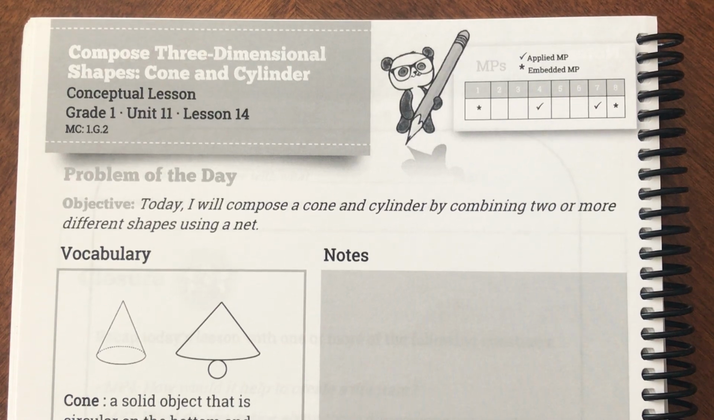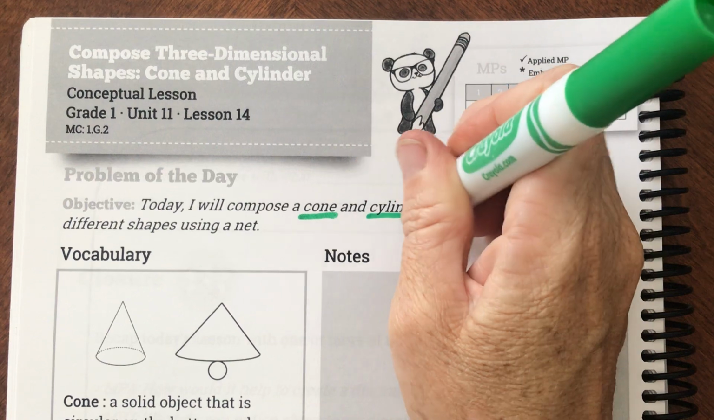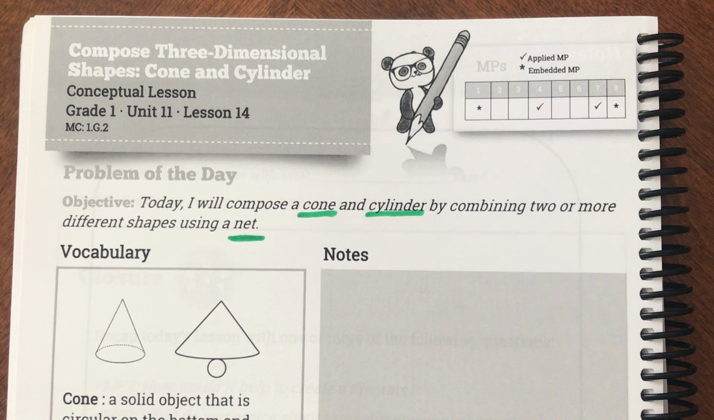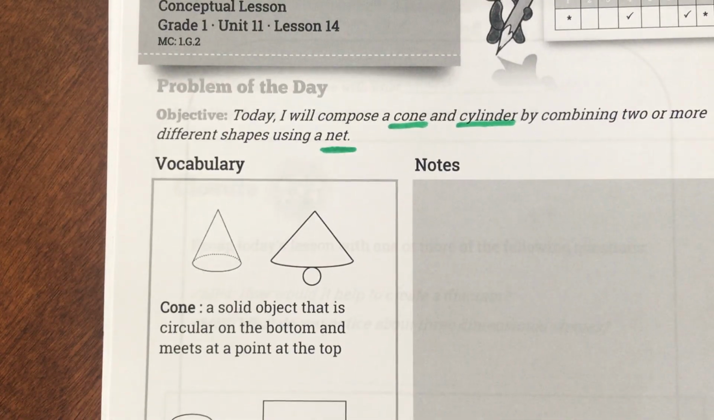Good morning, first graders. Today we are on page 273 of your student journal, and we are going to be continuing to talk about our solid three-dimensional shapes and our nets, but we're going to be talking about new solid figures today. So our objective says, today I will compose a cone and cylinder by combining two or more different shapes using a net. So today we're going to talk about a cone and a cylinder, and we're still going to be also talking about our nets.